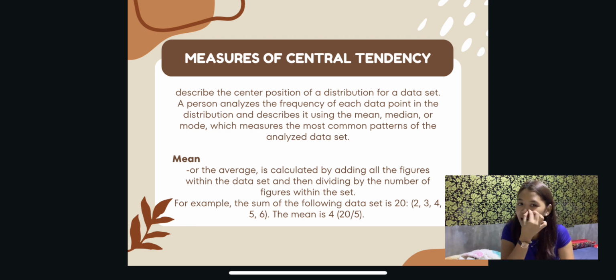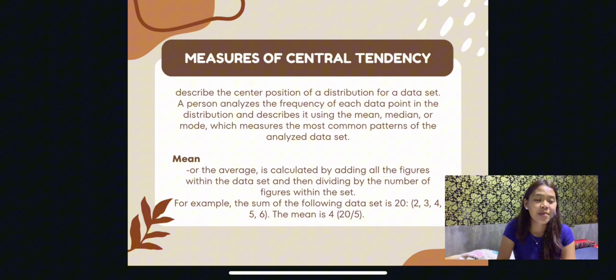Since we already took statistics and probability during our grade 11 year, we are familiar with the mean, median, and mode. But I will discuss them further and what they are used for. So first, let's start with the mean. The mean, or the average, is calculated by adding all the figures within the data set and then dividing by the number of figures within the set.